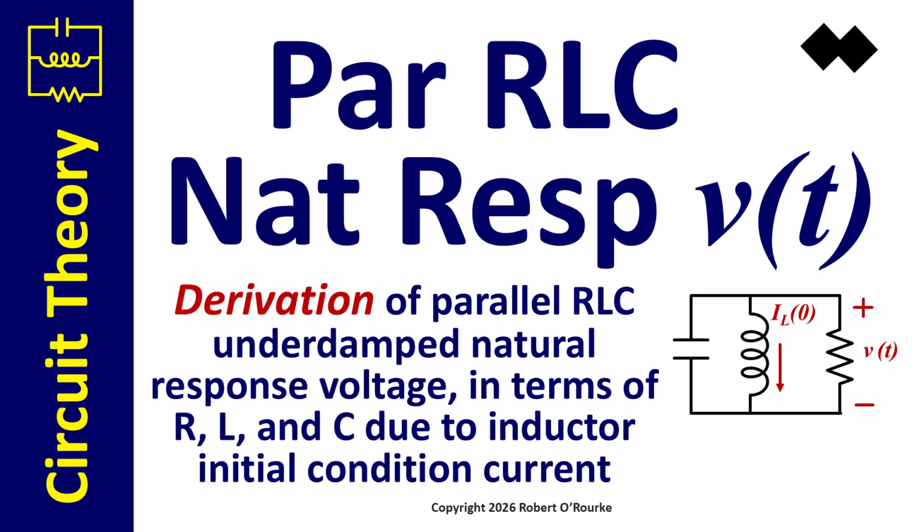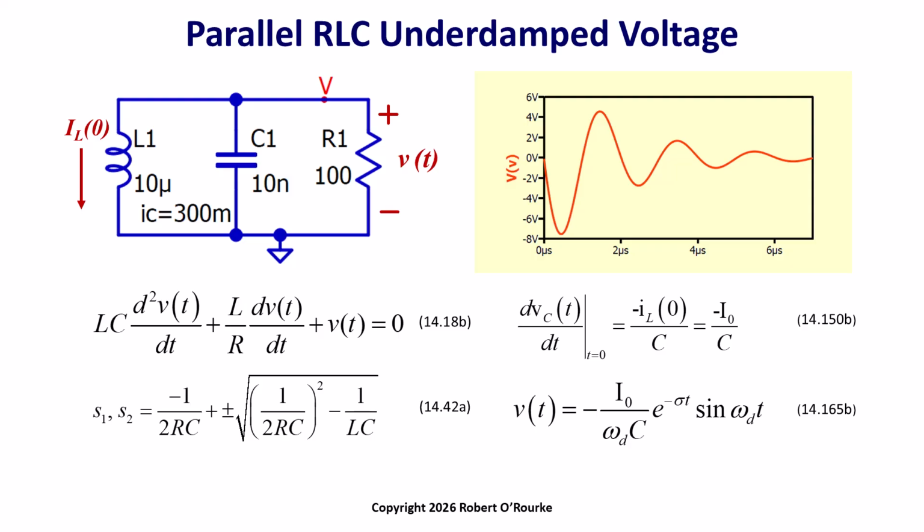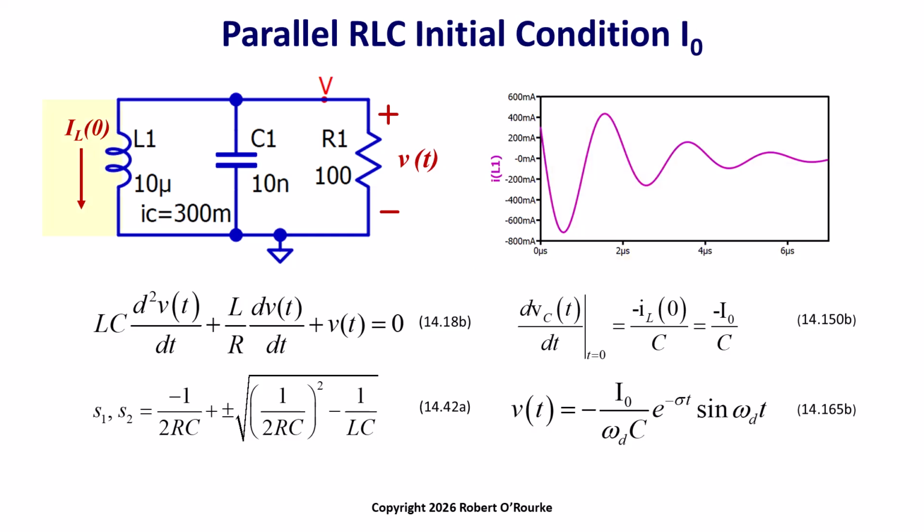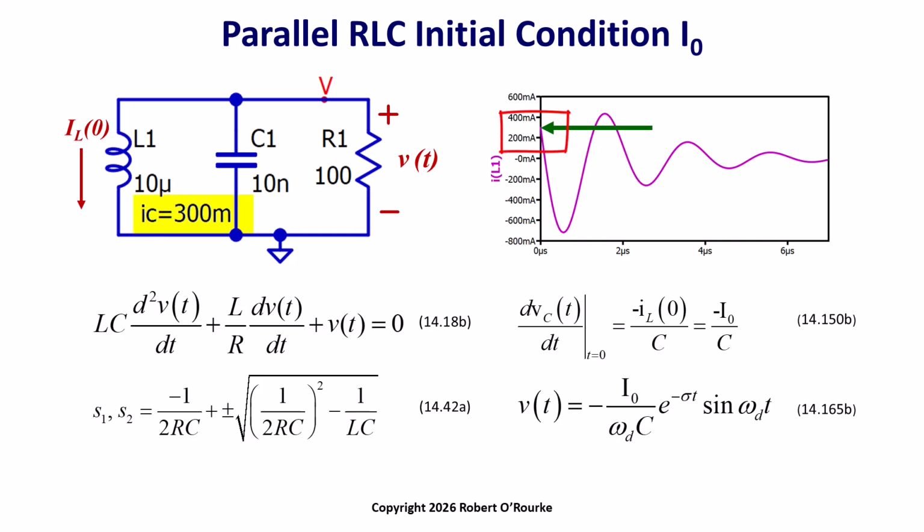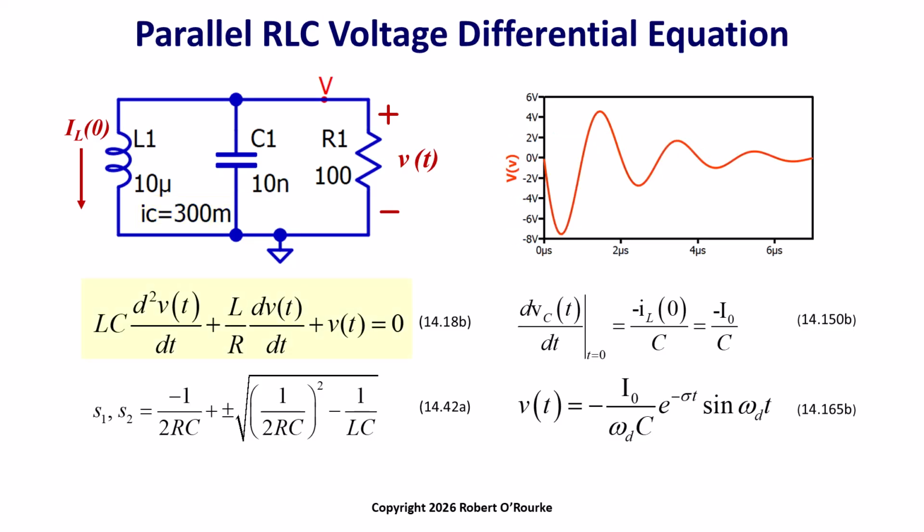Welcome. For a parallel RLC circuit, this video derives the underdamped natural response voltage across all three components due to an initial condition inductor current I sub L naught. Notice how the 300 milliamps marked in the schematic matches the starting point of the magenta inductor current transient signal. The circuit variable is voltage.